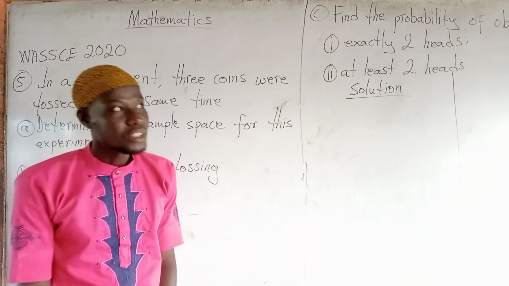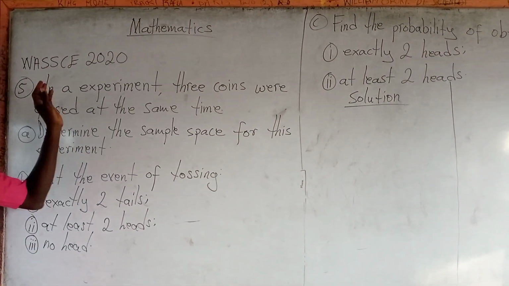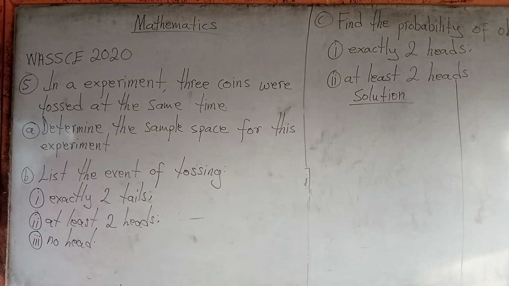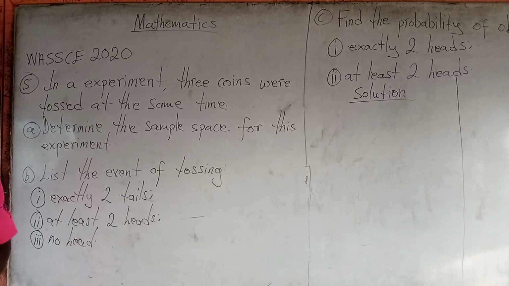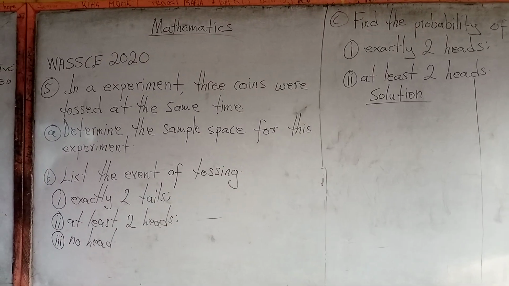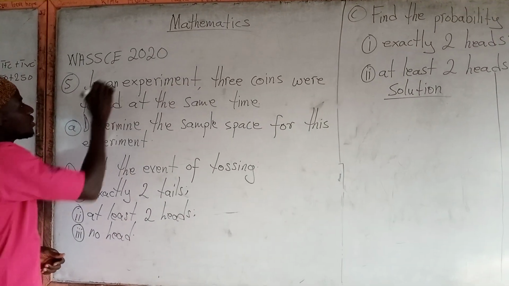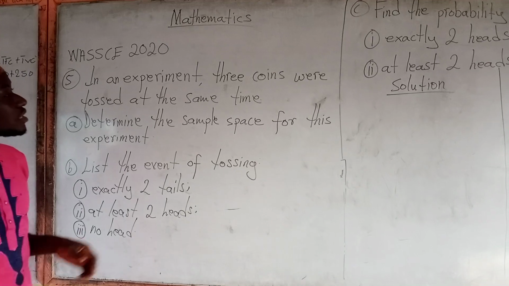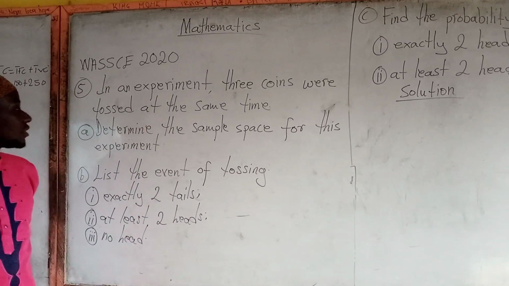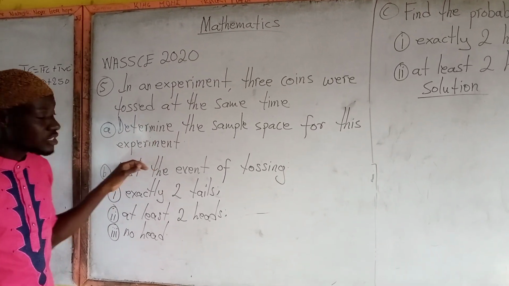So here we're going to look at how to solve this past question, which was in 2020 WASSCE. The question goes this way: in an experiment, 3 coins were tossed at the same time. A. Determine the sample space for this experiment.